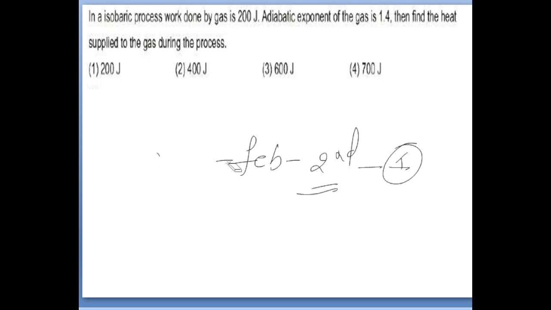I will also give you the key for this solution. I have a few questions, so let us solve a few of them. The first question directly came from thermodynamics.